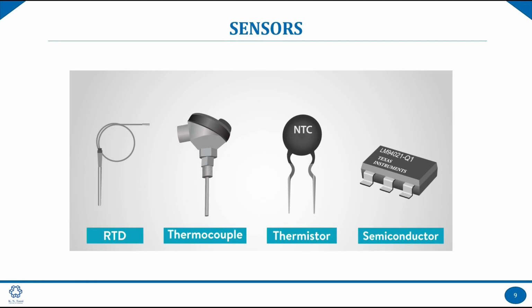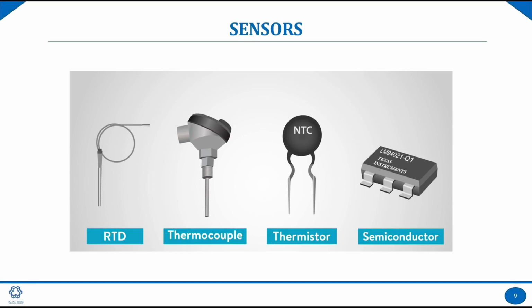RTD works by using a basic principle. As the temperature of the metal increases, so does the resistance to the flow of electricity. Electrical current is passed through the sensor. The resistance element is used to measure the resistance to the current being passed through it.